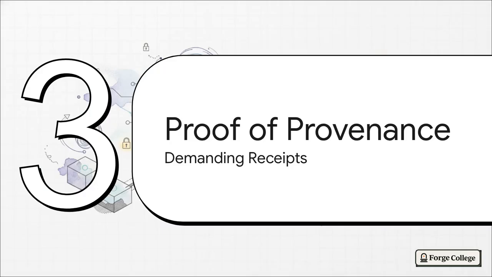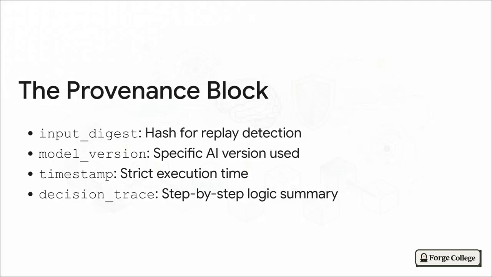All right, moving on to section 4, the proof of provenance. Because it isn't enough for our paranoid bouncer to just make a decision, it demands absolute proof of exactly how that decision was made. We need receipts. Every single action signal has to be packaged with a verifiable provenance block. First up, the input digest. This is just a hash of the inputs so we can catch any sneaky replay attacks.